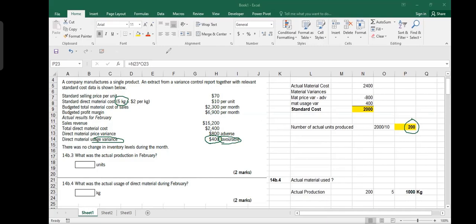Favorable means that you used less material. So we should say favorable variance, okay? Favorable variance quantity. So it is $400.